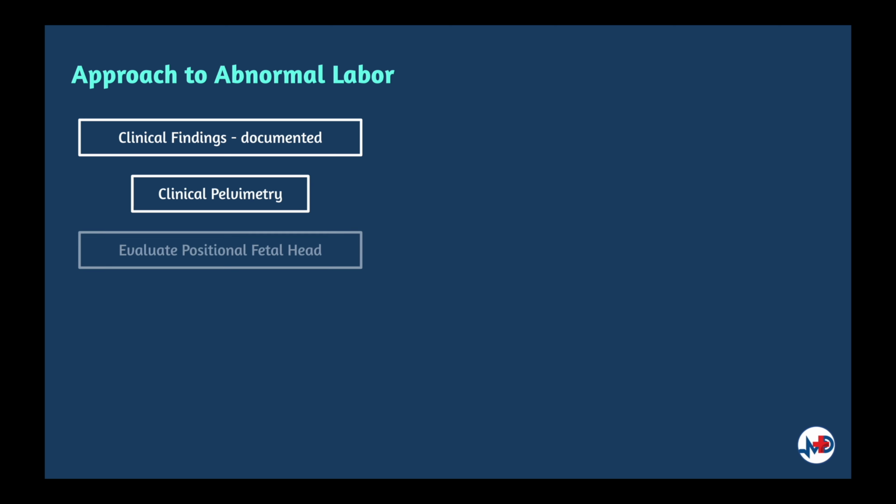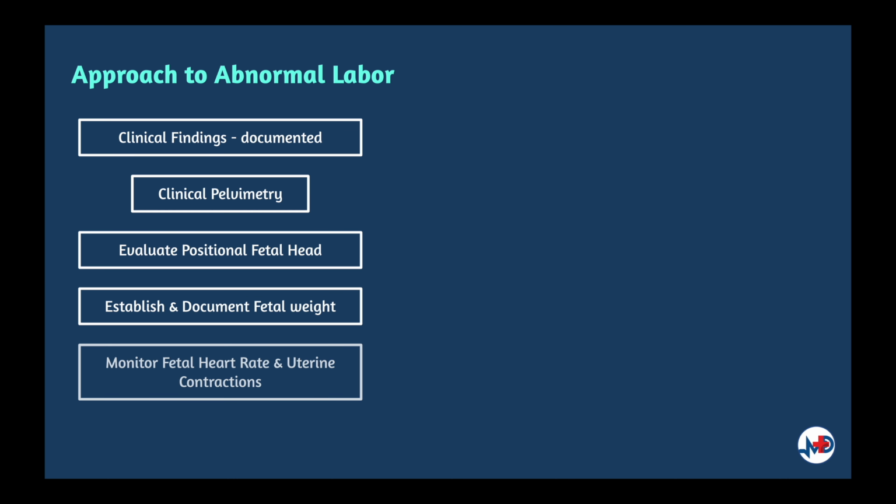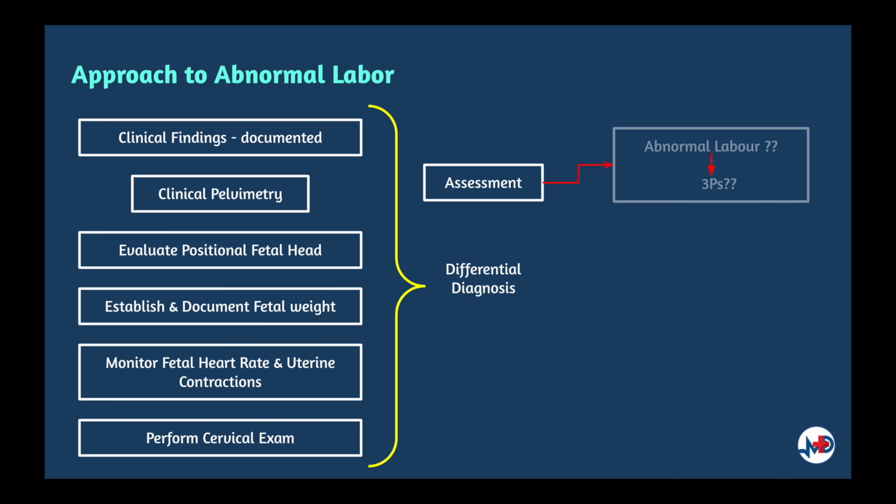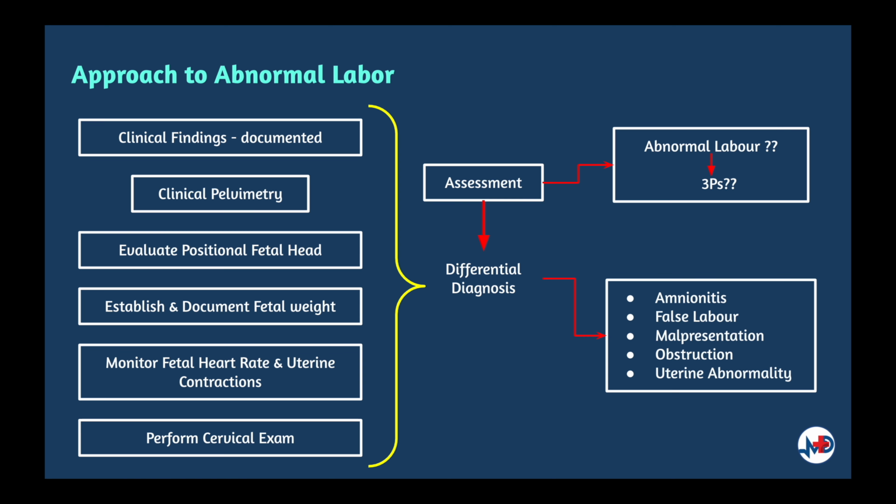So how do we approach a patient with abnormal labor? Upon admission to the labor and delivery unit, determine and document clinical findings. Clinical pelvimetry, which is best performed at the first prenatal care visit, is important in order to assess the pelvic type, whether it's android, gynecoid, platypelloid, or anthropoid. Evaluate the position of the fetal head in early labor because caput and molding complicate correct assessment as labor progresses.